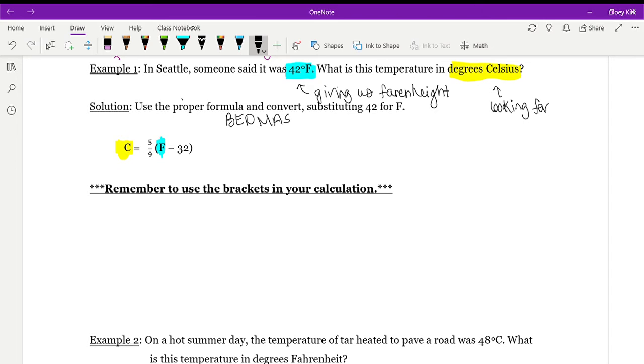And BEDMAS says that we have to do our brackets before we do anything else. I feel like brackets is spelled with a CK. Apologies for any spelling mistakes. We have to do brackets though before anything else.